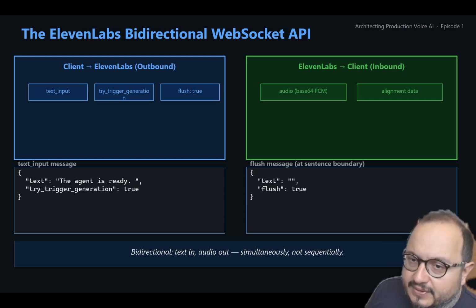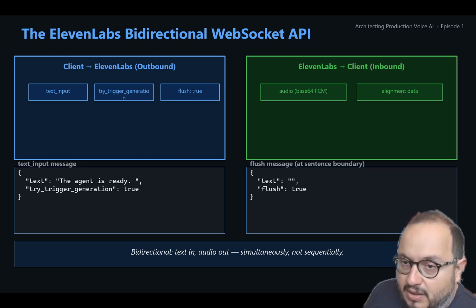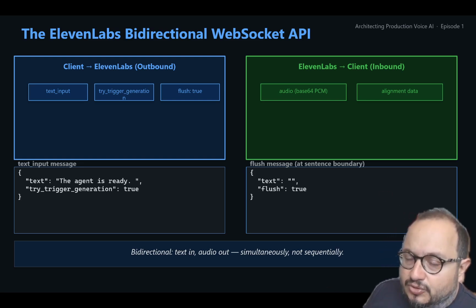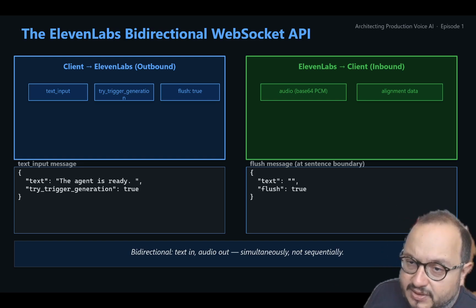The second is a flash message. This is the important one. When you detect a sentence boundary, a period or a question mark, you send a message with flash set to true. This tells ElevenLabs to force synthesis of everything it has buffered so far and return audio immediately, without waiting for more context. This is the mechanism that gives you sentence by sentence audio streaming behavior.